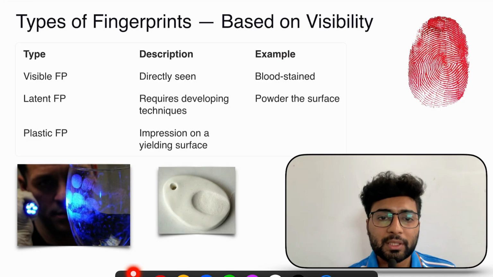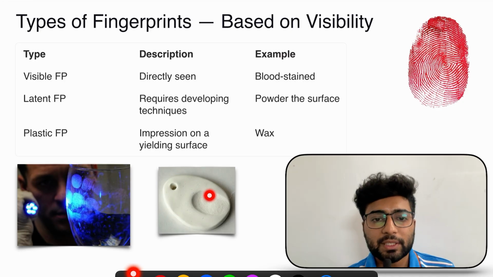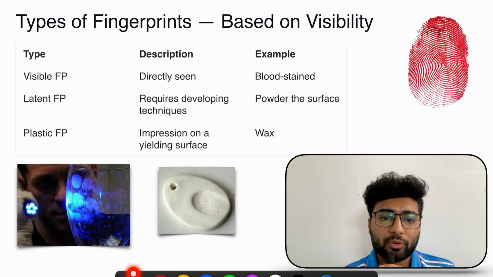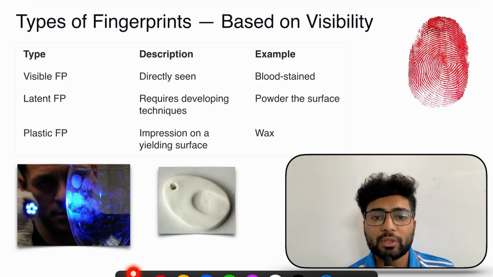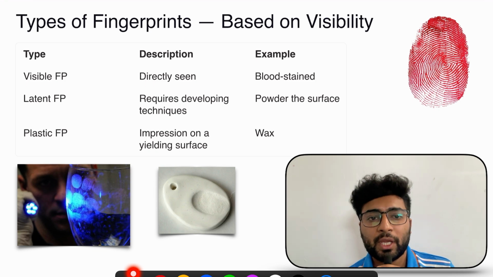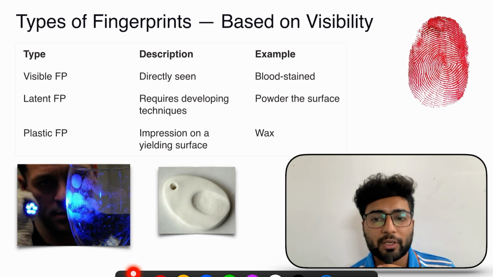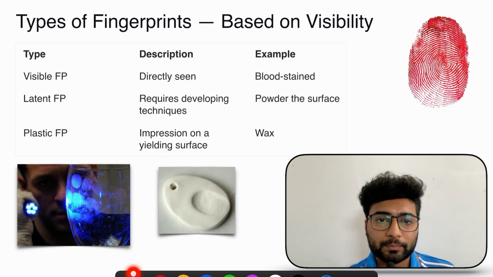Plastic fingerprint is the fingerprint on a yielding surface where there is an impression, or it can leave its mark. So if the accused has used any wax, the fingerprint of the accused is stored in this. So on a yielding surface, we have plastic fingerprints. So we have visible, latent and plastic fingerprints.